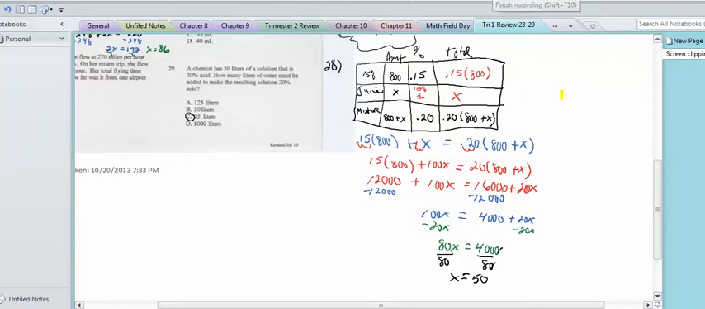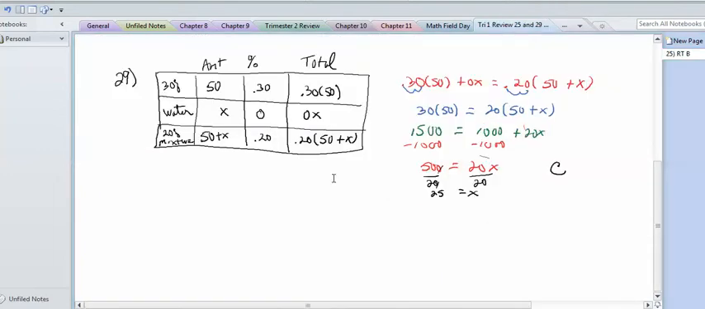Alright, number 29, I have that on another sheet of paper. And this is a chemistry problem also. So I got my chart. A chemist has 50 liters of a solution that is 30% solution. How many liters of water, remember water is 0%, would be added to make the resulting solution 20%? So I've got my 50, my X and that. There's my chart filled out. I cleared my decimals on this problem. I didn't bother to write 0x. I just left that off when I went to work out my problem. I did my multiplication. I did my subtraction. I did my division. So my answer is C.